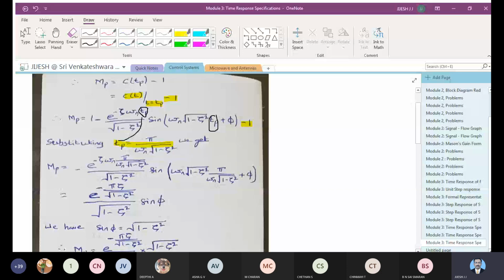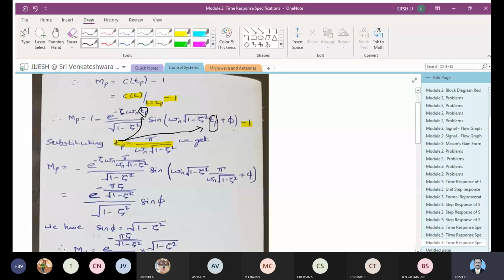So I have substituted and further simplified. Substituting Tp is equal to pi divided by omega d, which is omega n root of 1 minus zeta square, we'll get Mp is equal to e to the power of minus zeta omega n pi by omega n root of 1 minus zeta square, by root of 1 minus zeta square.